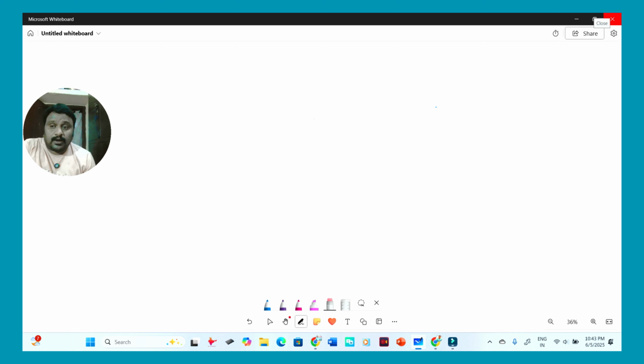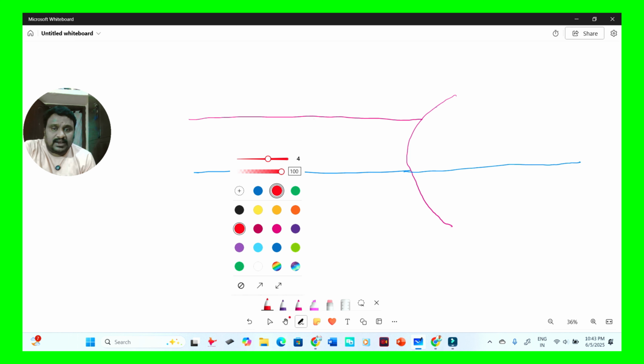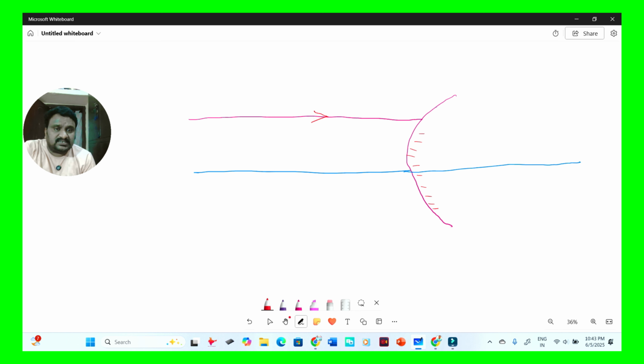So dear students, in case of a convex mirror, let's go for that. This is the principal axis and this is the convex mirror. This is the light ray, parallel to the principal axis, the incident ray. We can represent the convex mirror like this. This is the non-reflecting surface, and this one is the reflecting surface.